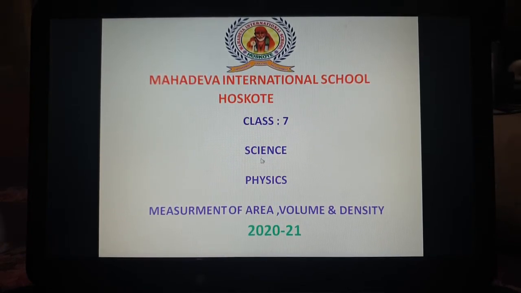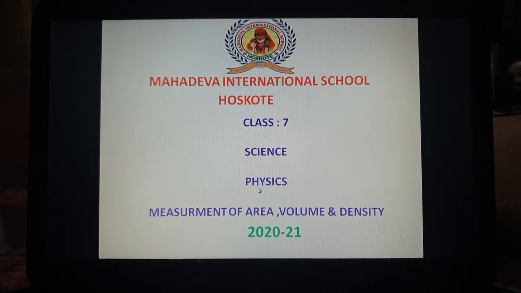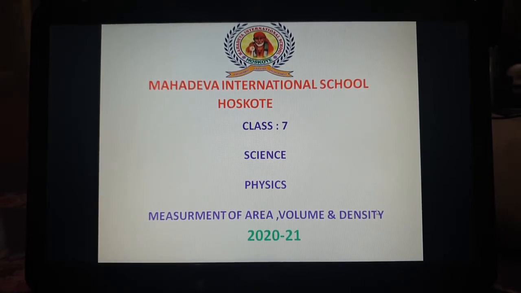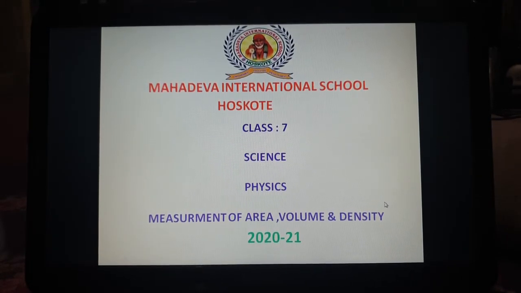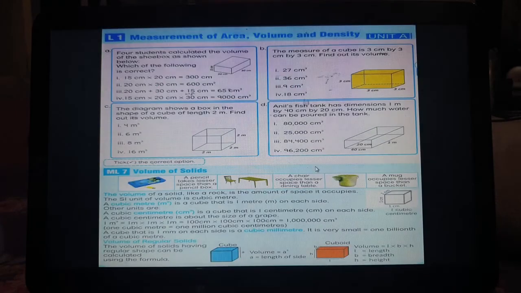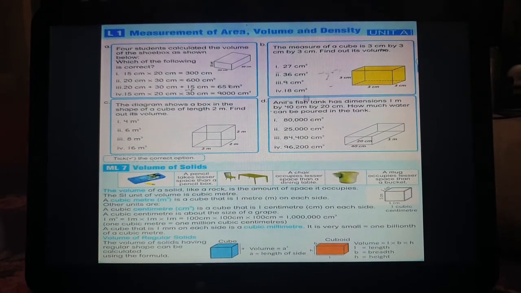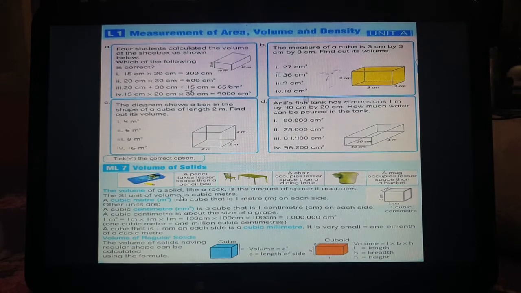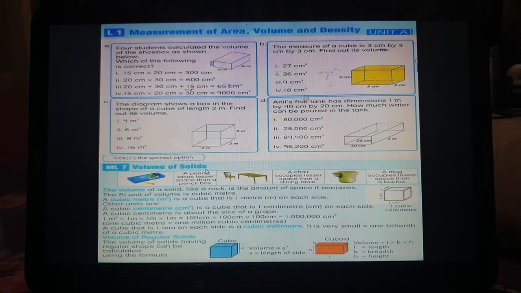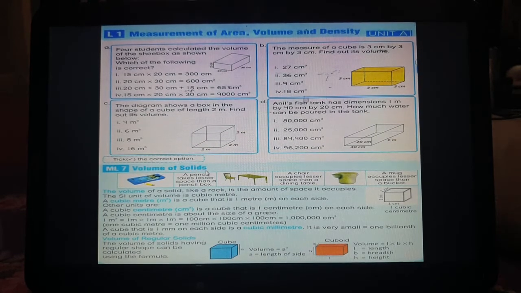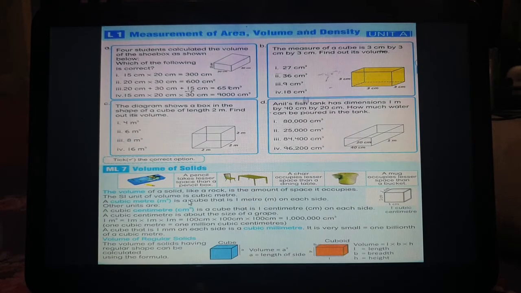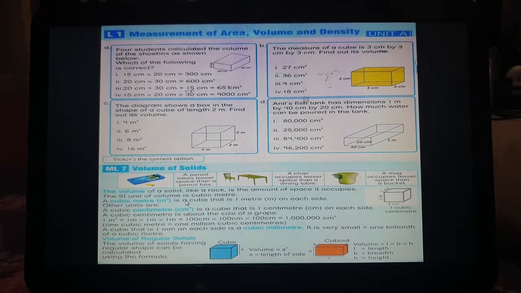So, for class 7, we were studying physics, the first chapter, measurement of area, volume, and density. So, let's move to the main topic. In the last class, we found the volume of different things, that is, liquids, gas, and measurements of a cube and many things. Now we shall study the volume of solids, that is, how the volume of solids is measured.